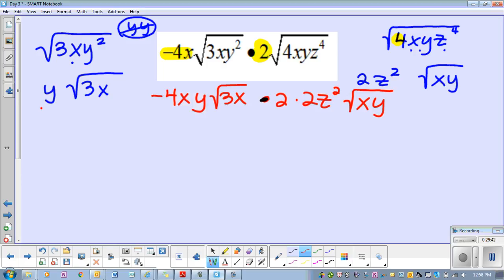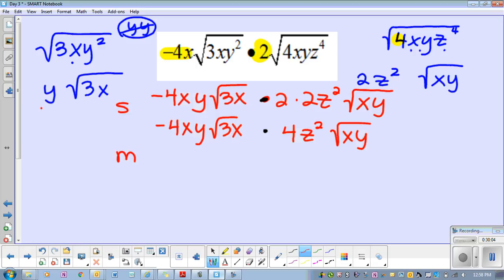Alright, so I'm going to clean this up a little bit. I have negative 4xy root 3x times 2 times 2, which is 4, z squared root xy. Yeah? Okay, so I simplified, and now I'm going to multiply.